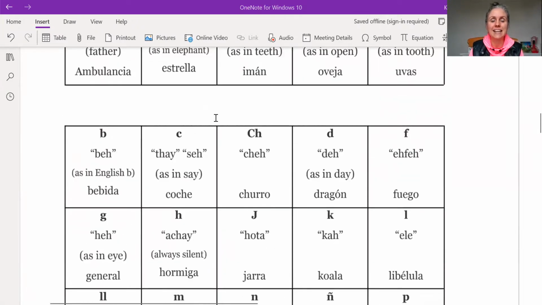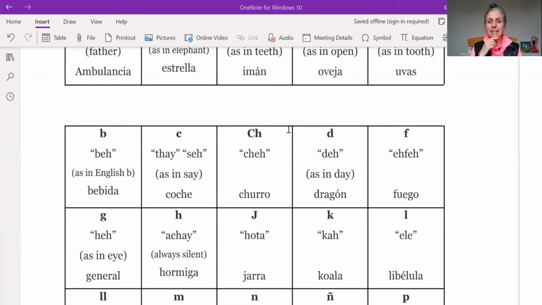Right. The next letter is the letter Ch. Ch. As in, what other word could it be in? Churro. Churro. Deliciosos. Churro. The next letter is the D.